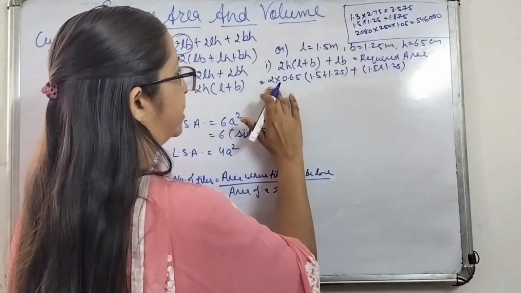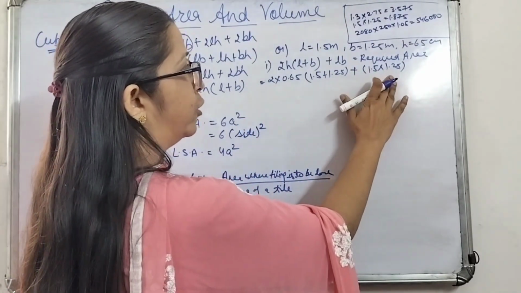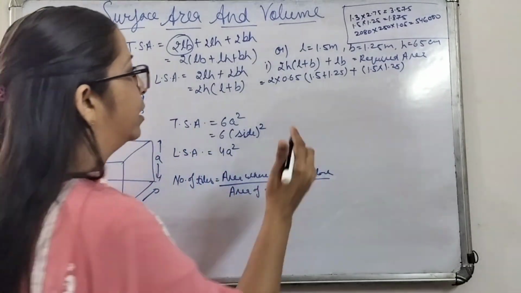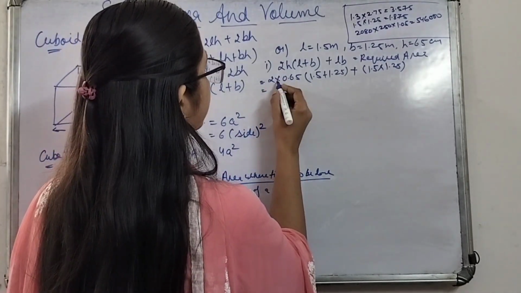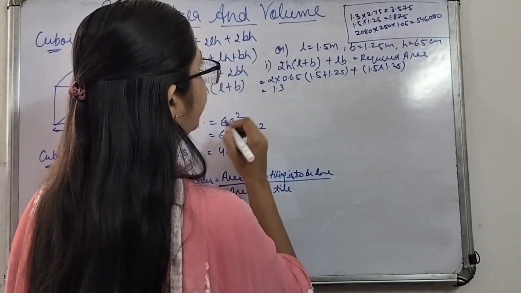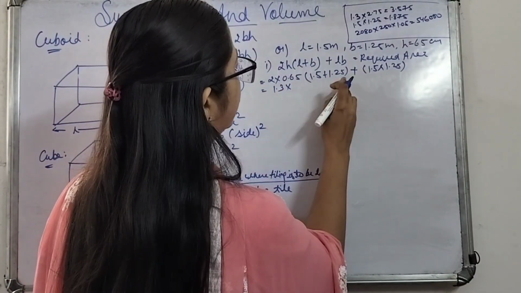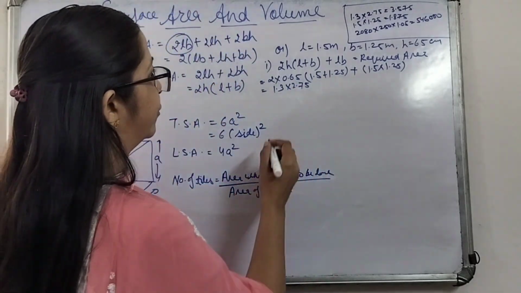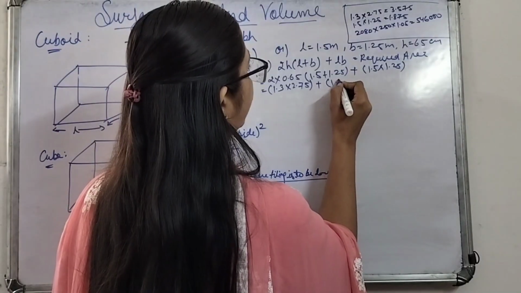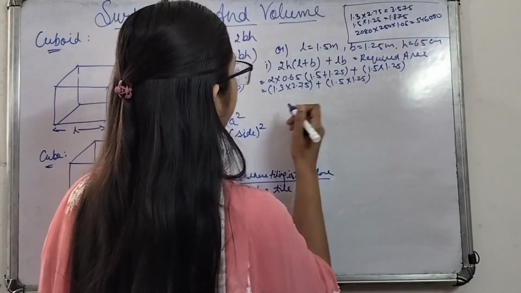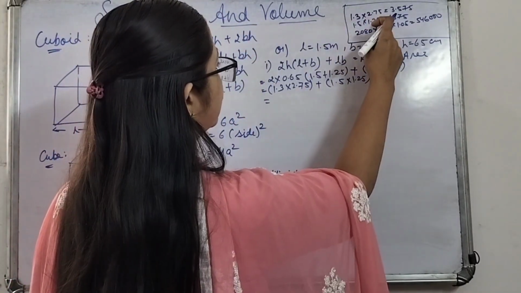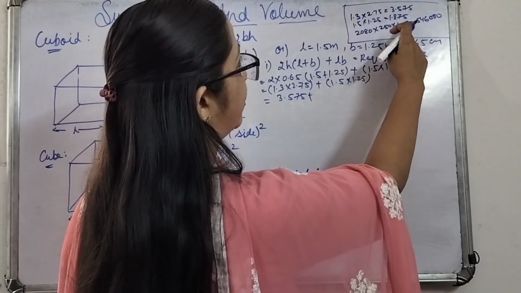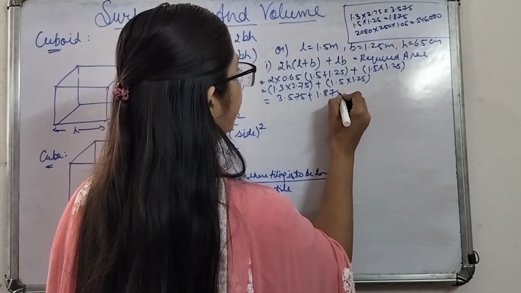This will be the required area. This is the area of 4 faces and this is the area of your bottommost face. The uppermost face, the topmost face, is not available. So 2 into 1.65 will be your 1.3, and this will be 2.75 plus 1.5 into 1.25. This will give us 1.3 into 2.75 is your 3.575 and 1.5 into 1.25 will be your 1.875.